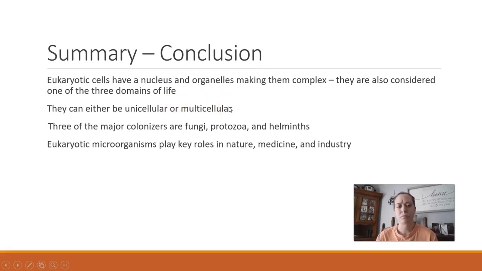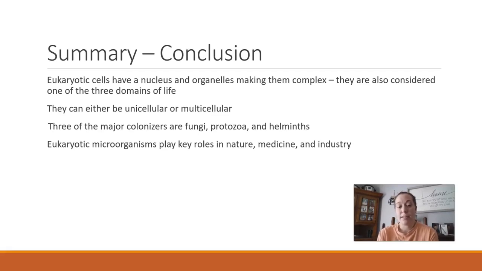All right, so in conclusion, we know that eukaryotic cells have a nucleus and organelles, making them complex. They are also considered one of the three domains of life. Eukaryotic organisms like protists, fungi, and algae do play key roles in nature, medicine, and industry. Really, the world wouldn't be what it is without these eukaryotic microorganisms. Can you imagine if we didn't have algae or things like that? I mean, there would just be no oxygen whatsoever.